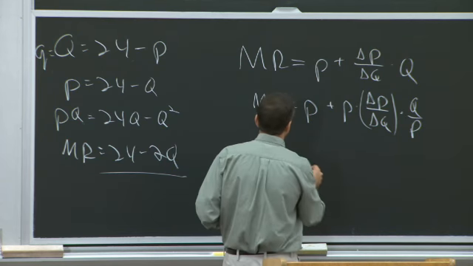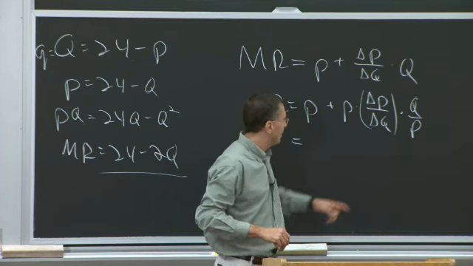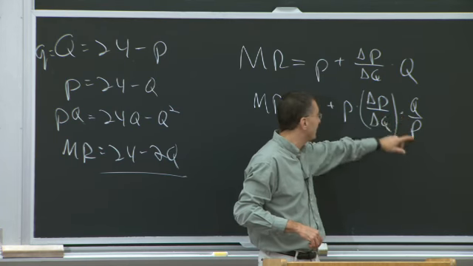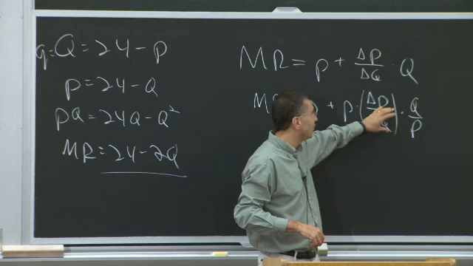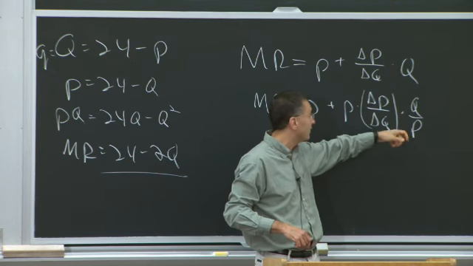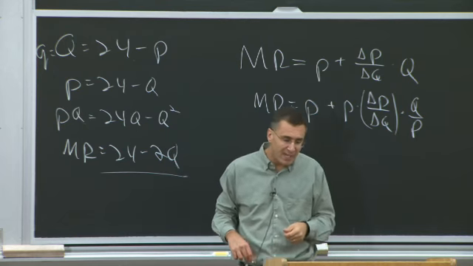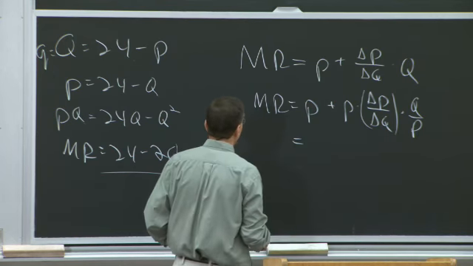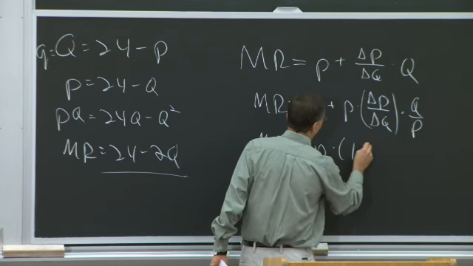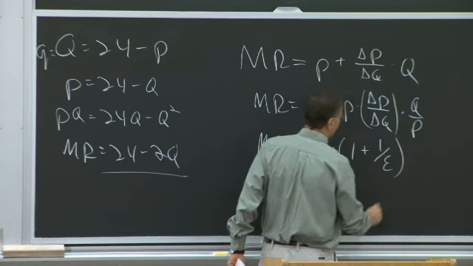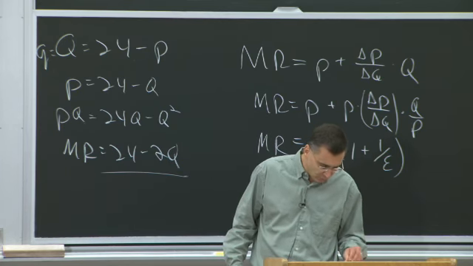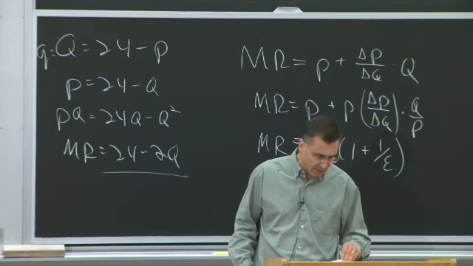The reason I did that is because that means you can rewrite this. This now starts to look like an elasticity expression. Remember the expression for elasticity? This looks like the inverse of an elasticity expression. Remember what elasticity of demand was? Delta Q over delta P times P over Q. So that's the inverse of the elasticity of demand. So we can rewrite this as marginal revenue equals P times 1 plus 1 over the elasticity of demand.